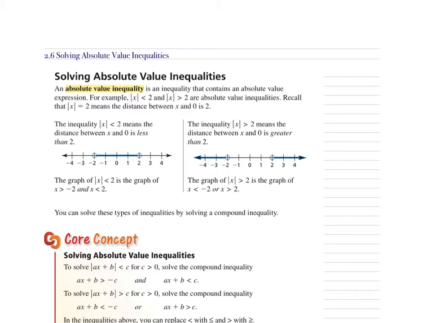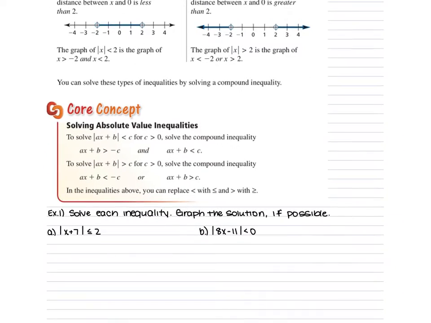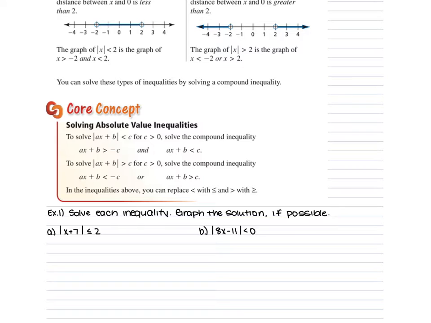2.6 goes over solving absolute value inequalities. When we are solving these absolute value inequalities, we are really dealing with compound inequalities. So with all of these inequalities, we are going to be turning them into two inequalities and solving both inequalities. You have to be very careful when you do these because sometimes you'll get something where you don't even have to solve the inequality because it'll already be starting with something that's a false statement or an always true statement.